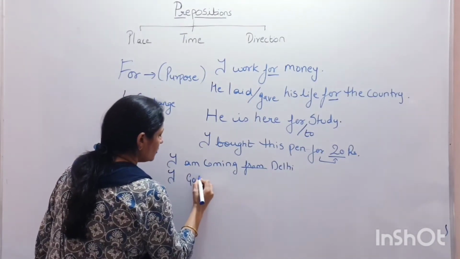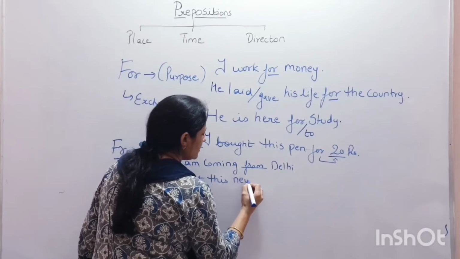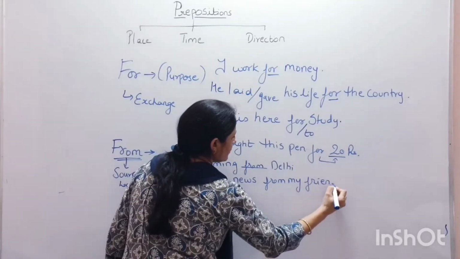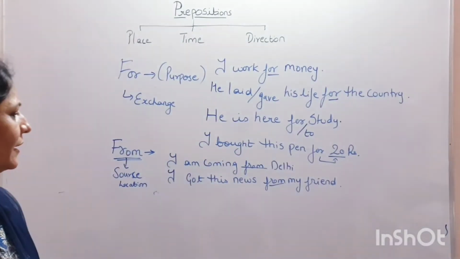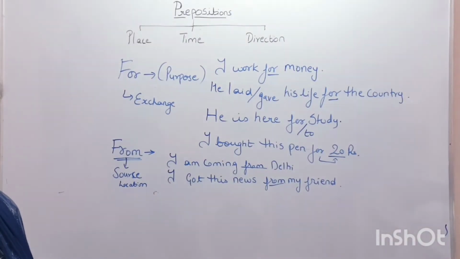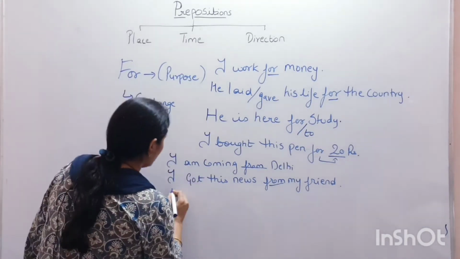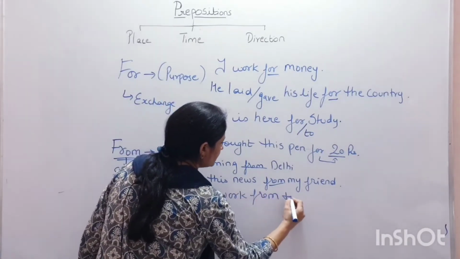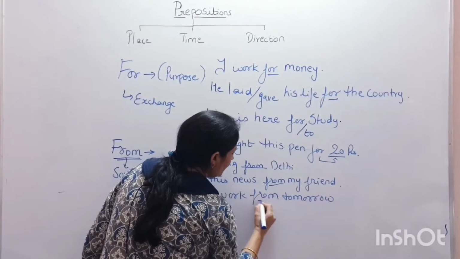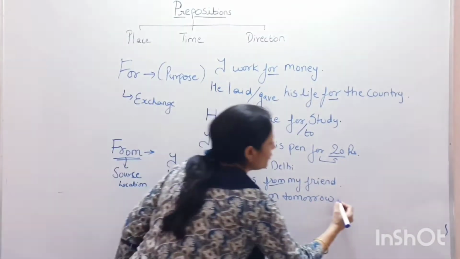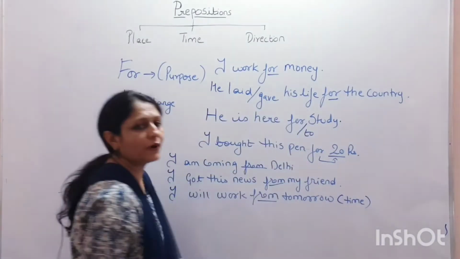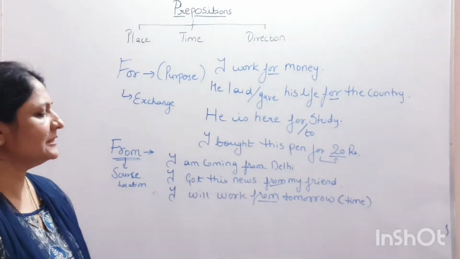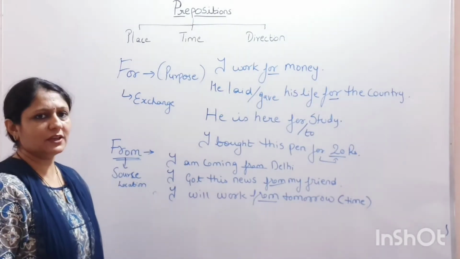I got this news from my friend. Here again, I am using the preposition from for the source. I will work from tomorrow. Now here, what is it recommending? Here from is used to describe a time from when I am going to start to work. Point of time from when I will start working. So these are three usages of from.